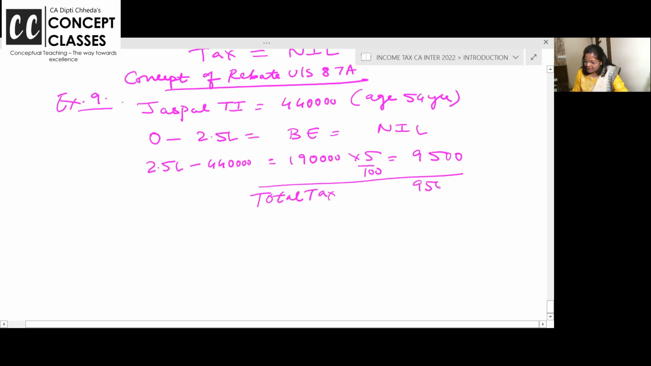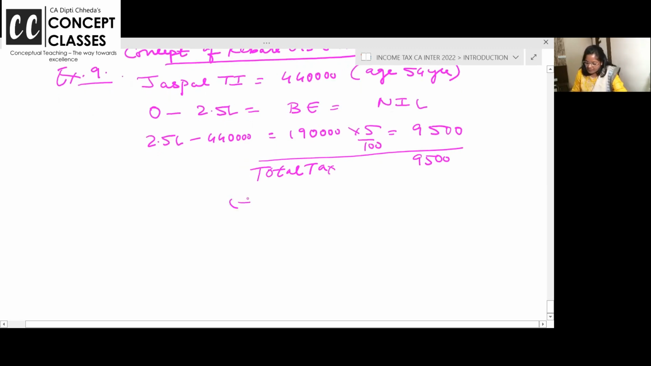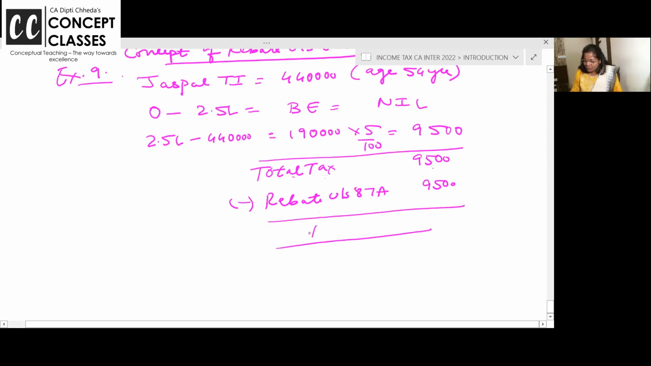Total tax 9,500 minus rebate under section 87A. Rebate is given up to 12,500. Rebate can't be more than what is tax. Ma'am, just now you said rebate is 12,500. It's up to maximum. So total tax is 9,500, rebate is 9,500. What is the tax payable? Nil.